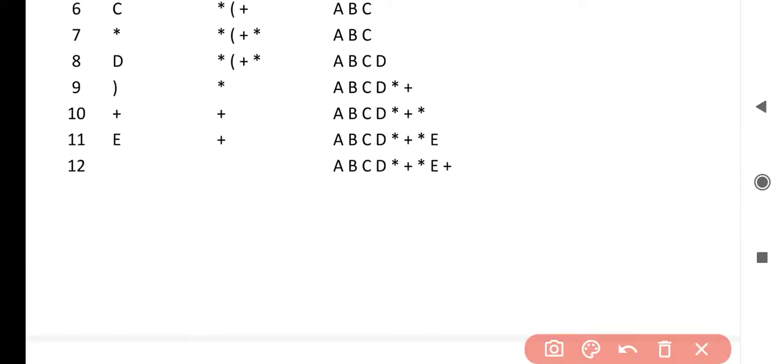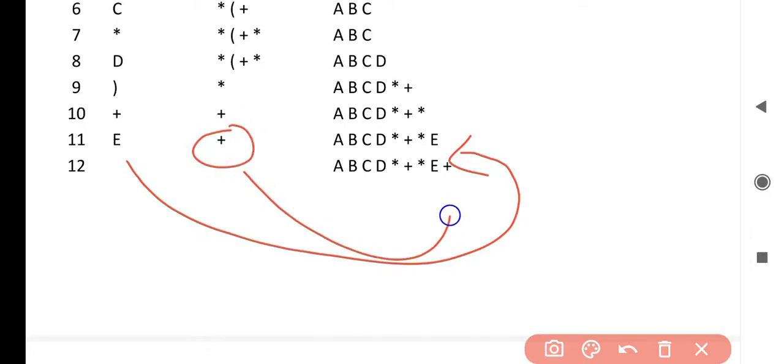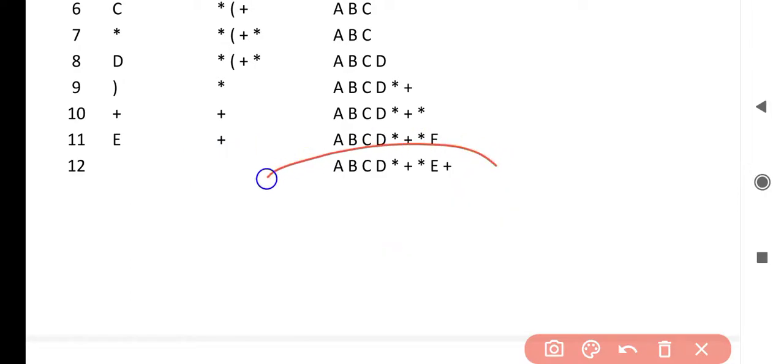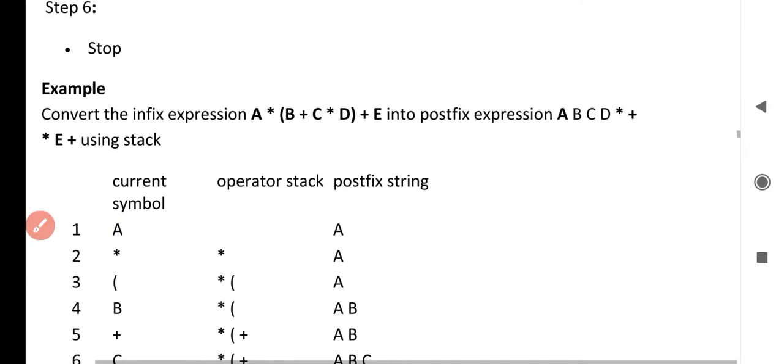Then after plus there is E, and E is what? E is an operand. It will directly go to the postfix expression, and all the symbols are scanned. Nothing is remaining there. Whatever operators remain, I have to transfer to the postfix, and here your algorithm ends. So in this way I got the postfix expression A B C D star plus star E plus. We have to just check with the question. In the question what is there? A B C D star plus star E plus, right?